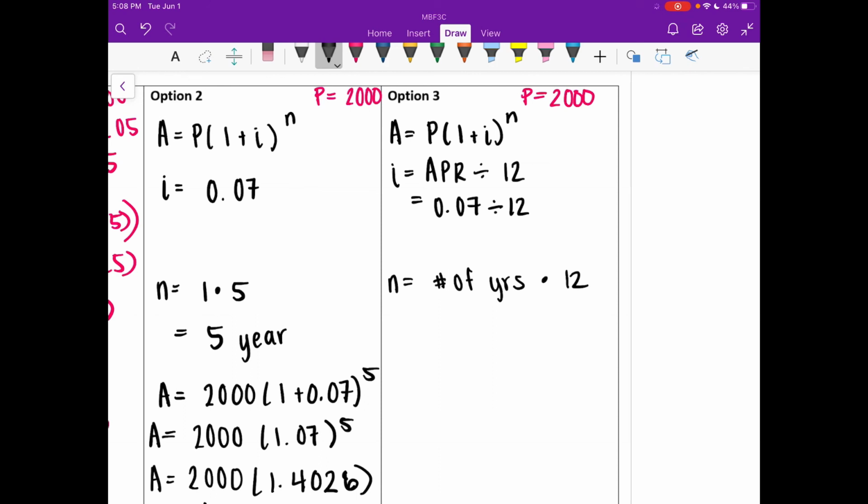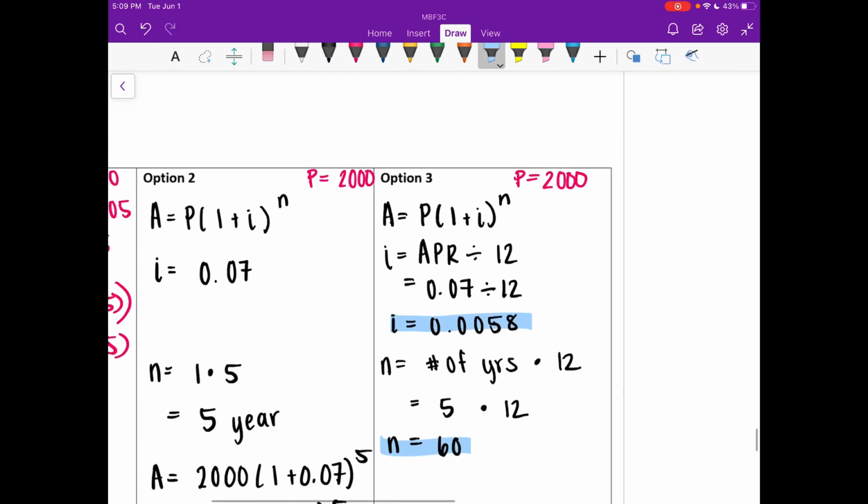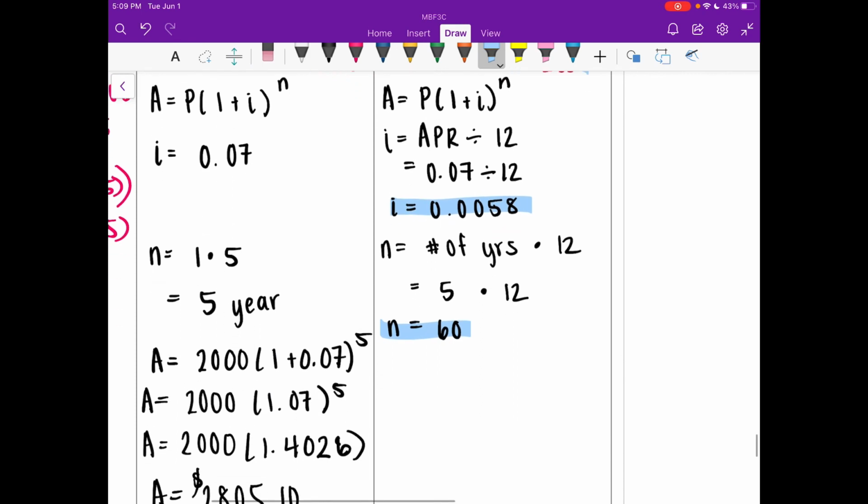0.07 divided by 12 is going to be 0.0058, right? Number of years is going to be 5, because it's over 5 years, times 12. So that's going to be 60. So our n value is going to be 60. So I have my n, and I have my p. So now I can find my a.